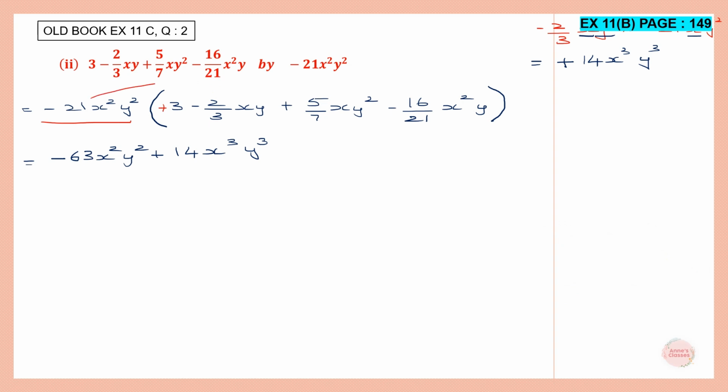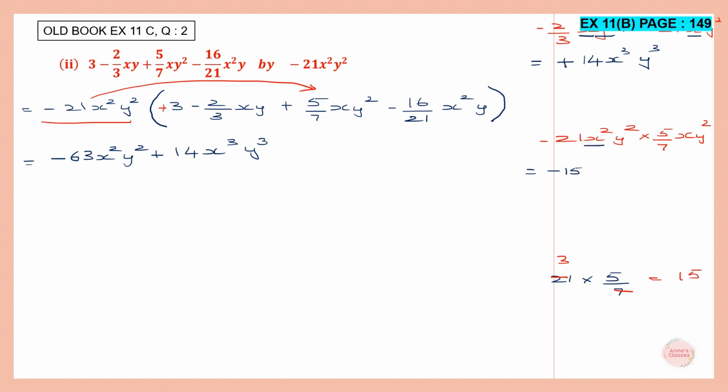Now we multiply this with the third term here. So let's do that. Minus 21x square y square into 5 by 7 x y square. So taking only the numbers, minus 21 into 5 by 7. So the sign is minus. So let's write minus. So sign we have finished with. Now let's do only the numbers. We can cancel 7 and 21. 7 threes are 21. 3 fives are 15. So the number here is 15.